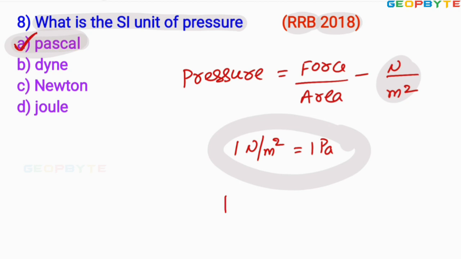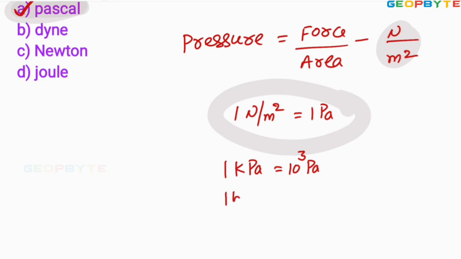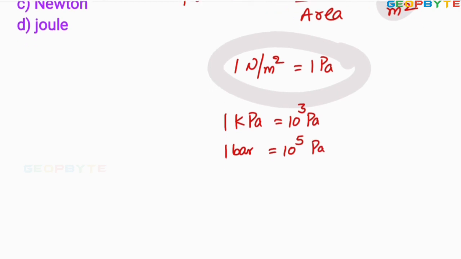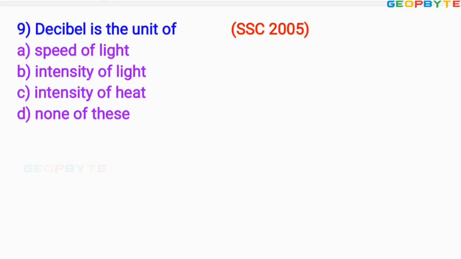Dear friends, remember 1 kilopascal is equal to 10 power 3 Pascal. 1 bar is equal to 10 power 5 Pascal. 1 megapascal is equal to 10 power 6 Pascal. These are all the different units. I hope you clearly got my point. Let us go for the next problem.